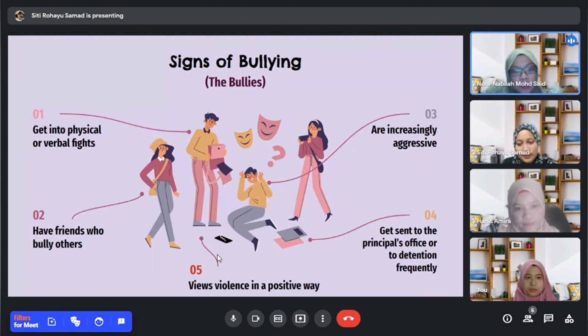And the last one, the bullies view violence in a positive way, such as they view this as a form of entertainment or one of the ways for them to express their emotion. Next slide.